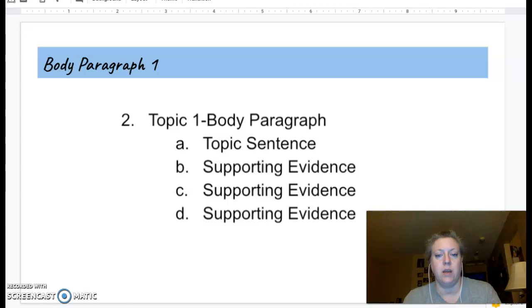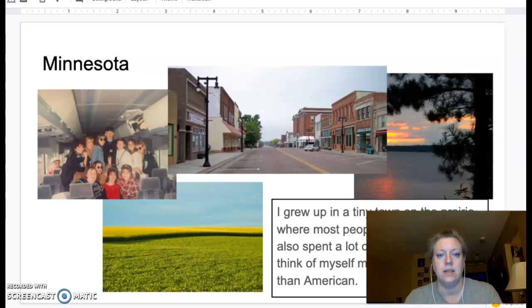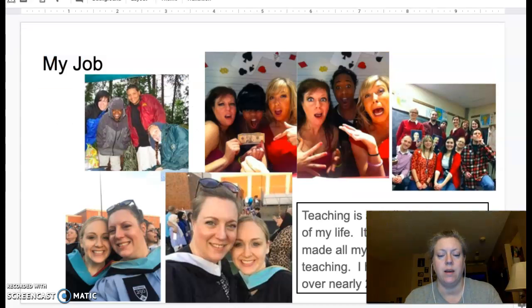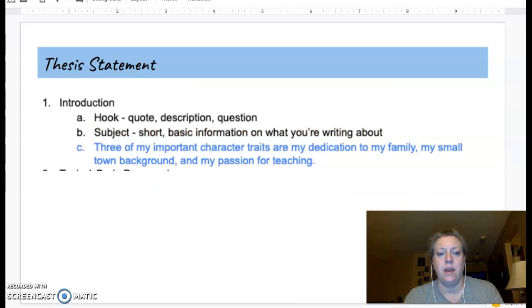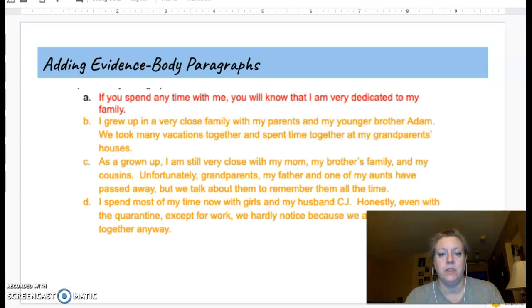And then we started talking about the body paragraphs and how we write topic sentences. And I gave you examples of mine. And then we talked about how you wrote your thesis statement, and we talked about mine. Then in the second lesson, we talked about adding evidence, and we talked about how I went back to those same slides to write sentences that support my topic sentence.